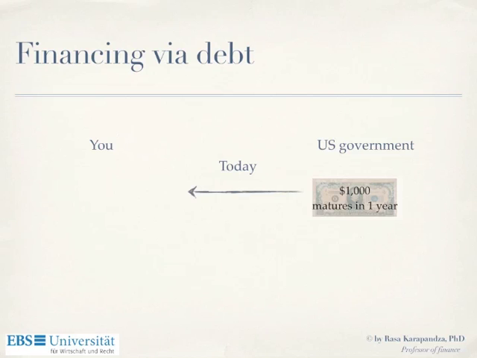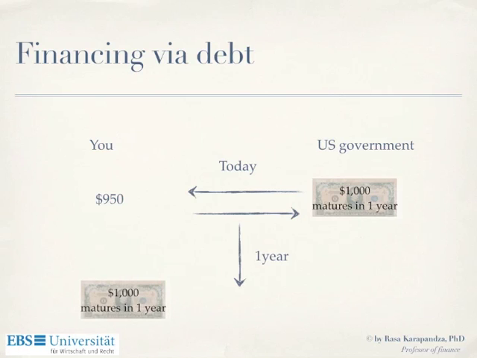And you say, no problem, for this piece of paper today, I am willing to pay you $950. So today I give you $950, and you promise that in a year from now, you will give me $1,000. So what happens? Time goes by, 1 year passes, you take this paper, you knock at the doors of your government and tell them, okay, can I get my $1,000? And they tell you, sure, you get back your $1,000.